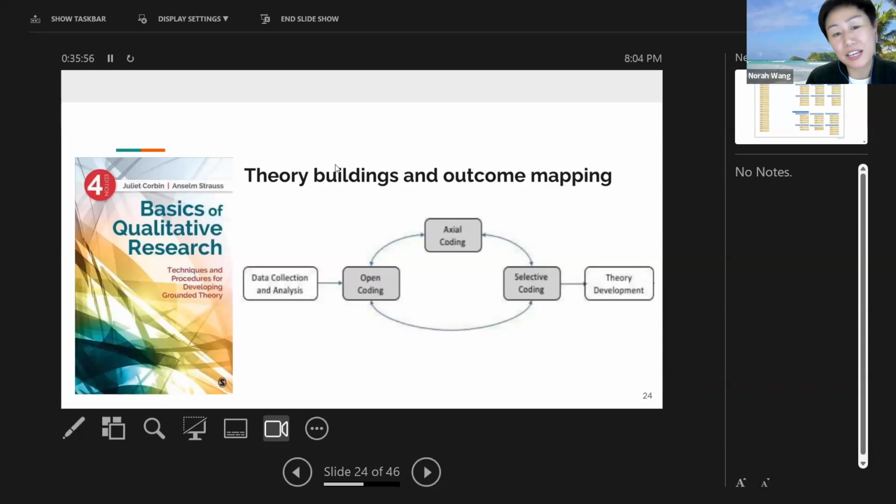So grounded theory methods can be used after you collect a lot of change stories.